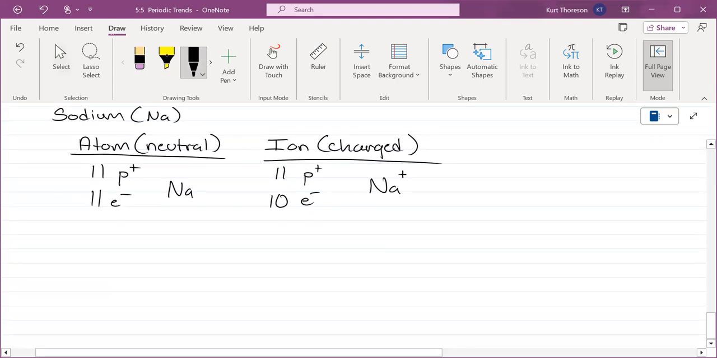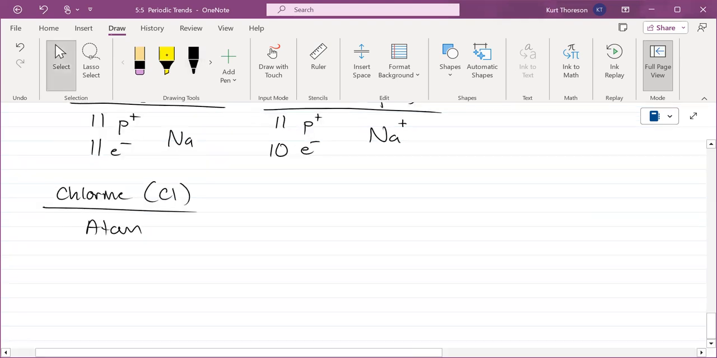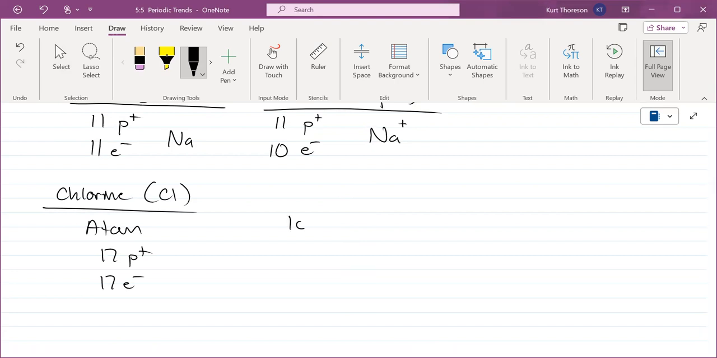Let's try to do one more. Chlorine. Do this quick. Atom: 17 protons, 17 electrons. An ion: 17 protons, 18 electrons. What's bigger, a chlorine atom or a chlorine ion? An ion. Why is an ion radius bigger than an atom radius for this?